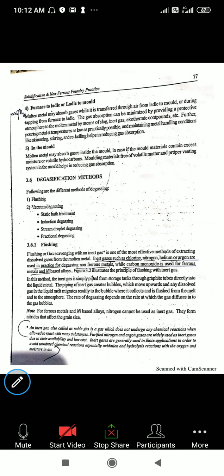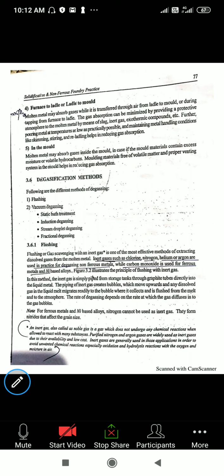Now the next one is from the furnace to the ladle or from the ladle to the mold. As I just told, the carrying from the furnace to the ladle is there, and at that moment also gas may enter. From the ladle to the mold pouring point, where the molding box is kept and the molten metal is to be poured, between that distance also gas may enter. So these are some of the sources of how gas is entrapped. We'll see how the prevention is to be done in the next classes. In the molds also, gas is absorbed by the molten metal. That also we are going to study.